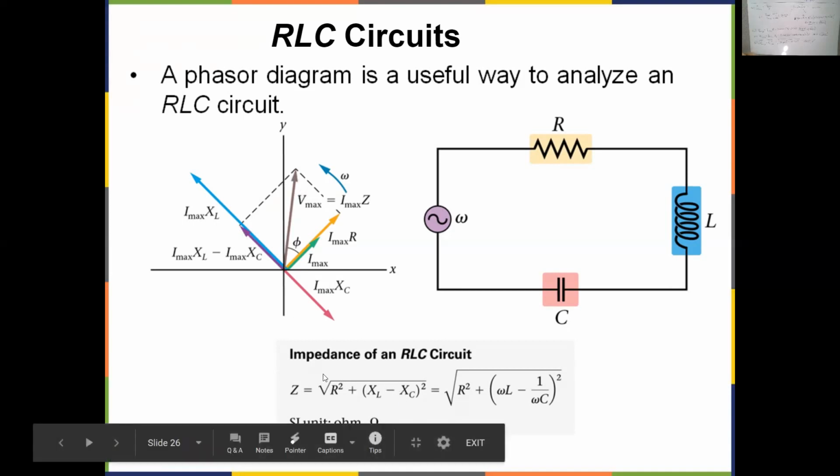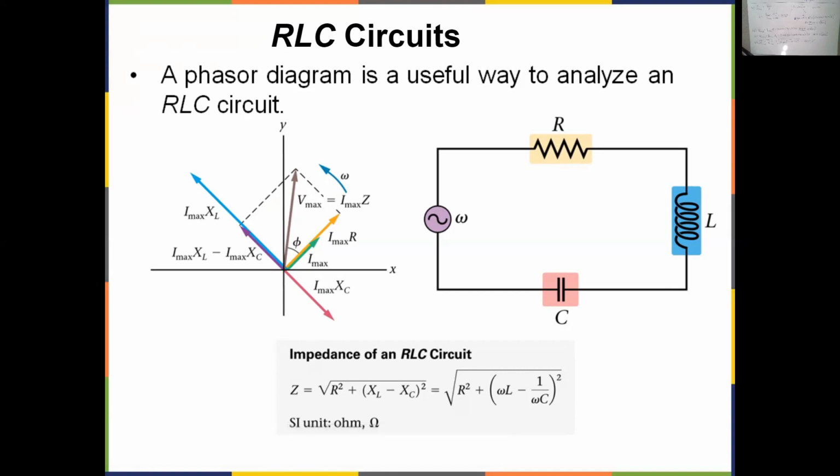This is the overall impedance for an RLC circuit when you have them in series with each other. XL is omega times L, and XC is 1 over omega C. Once you have the impedance of the whole circuit, you can do V RMS divided by Z to get your I RMS in that case.